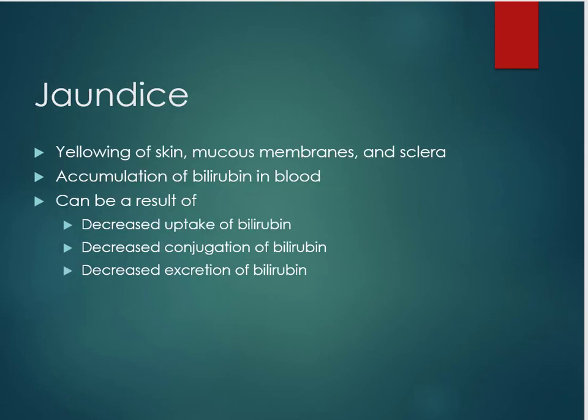Next, let's talk about jaundice, which we know is the yellowing of the skin, the mucous membranes, and the sclera. And so we know that jaundice is the accumulation of bilirubin in the blood, but we have to find out what is causing that increased bilirubin in the blood. Some of it may be caused by decreased uptake of bilirubin, decreased conjugation of bilirubin, decreased excretion of bilirubin, and one I'd like to add is increased destruction of red cells, which can then, as a byproduct of that, increase the bilirubin.